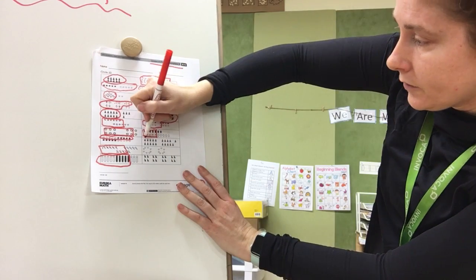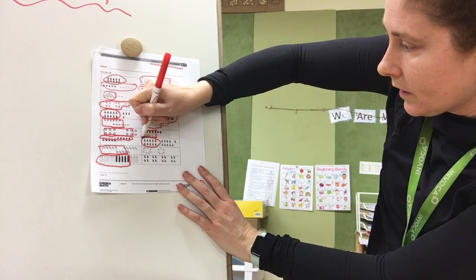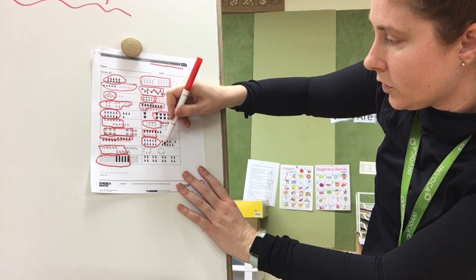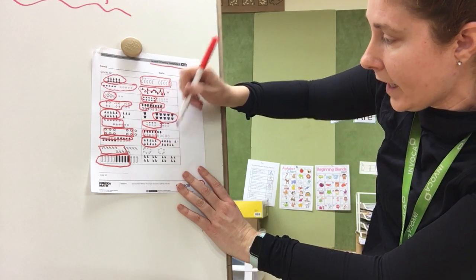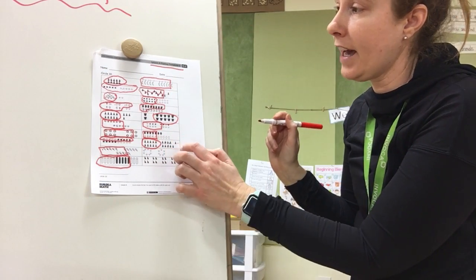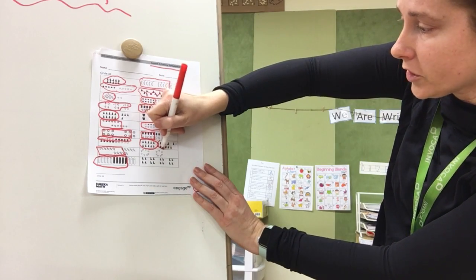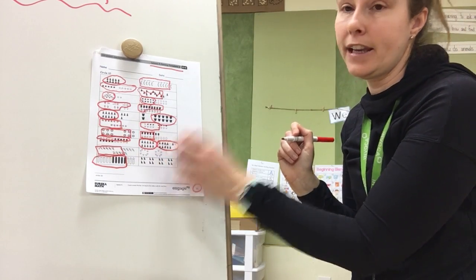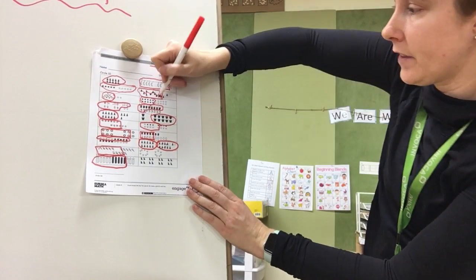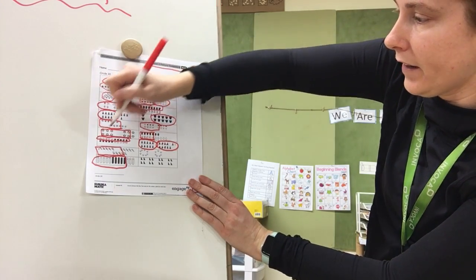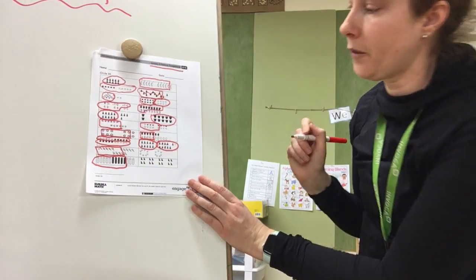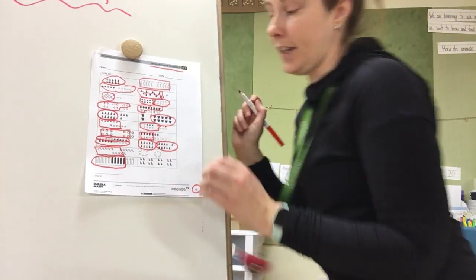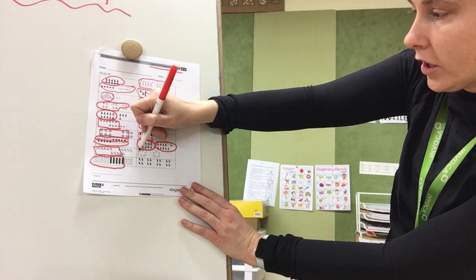Now I have 10. 1, 2, 3, 4, 5, 6, 7, 8, 9, 10. Ooh, another 10, 10. I could actually circle both groups of 10, right? 10, 10 is 20. I should do that with the other ones that are 2 groups of 10, right? Then I'll know right away. 10, 10, 20. Let's count these circles in a heart.